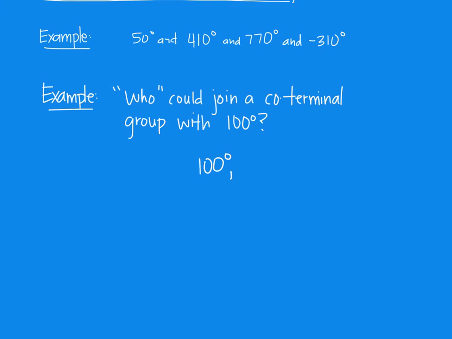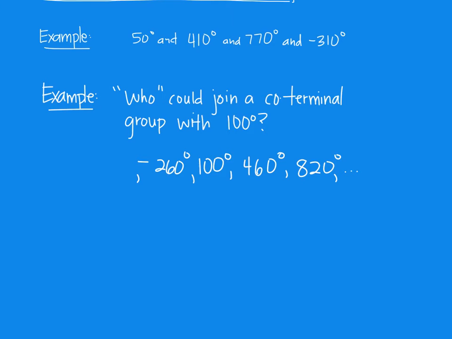And I think, well, the first person that could join that group would be 460, because that is 360 degrees away. And then after that, another one that could join the group might be 820, because it is 360 degrees away. And I could just keep creating group members. But I could go backwards too. Negative 260 could join the group as well, because I just subtract 360.